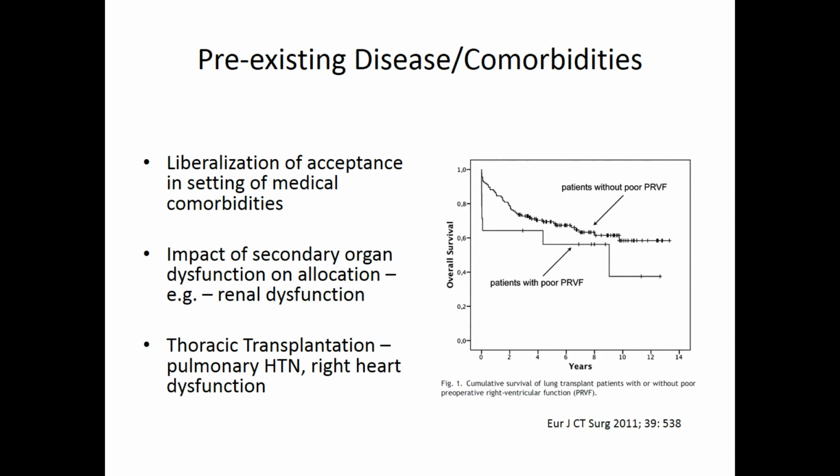For example, liberalization of acceptance criteria has led to more and more complex medical comorbidities in the setting of solid organ transplantation. As you can see in the figure, in the setting of lung transplantation, patients with poor RV function have a worse survival compared to those with preserved RV function. And this leads to more complicated perioperative and postoperative management. In addition, secondary organ dysfunction has become more common in the setting of solid organ transplantation, and this can complicate the perioperative management.